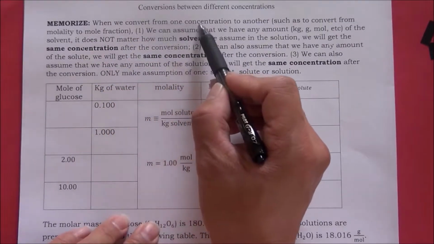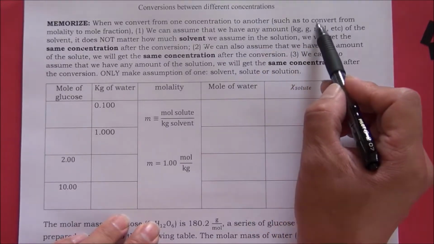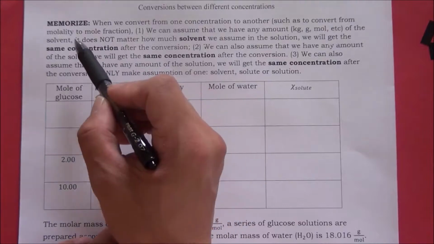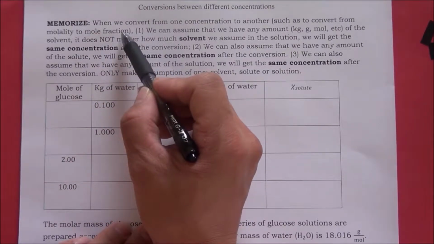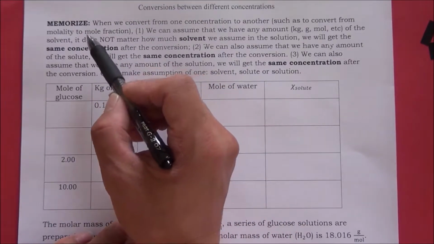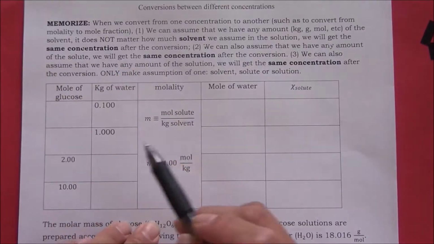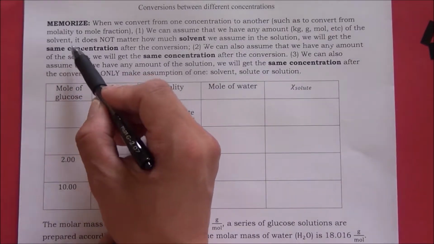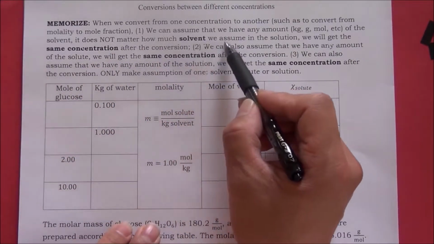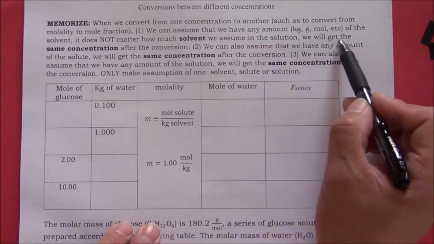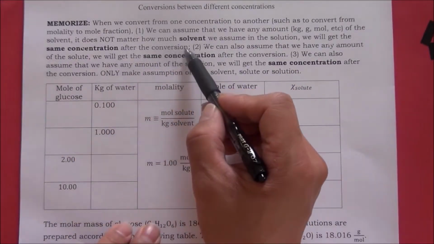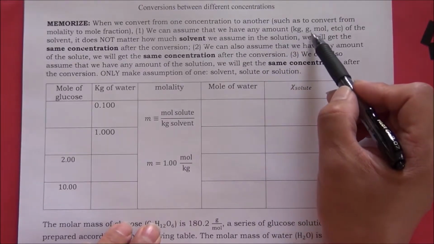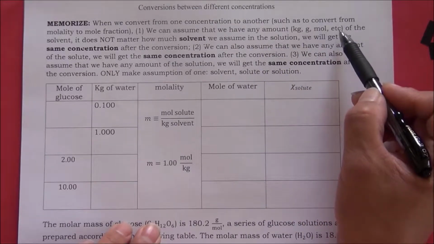When we convert from one concentration to another, such as to convert from molality to mole fraction, or convert from mole fraction to mass percent, or convert from molarity to molality, we can assume that we have any amount of the solvent. It does not matter how much solvent we assume in the solution. We will get the same concentration after the conversion. When I'm talking about amount, I mean kilogram, gram, mole, etc.